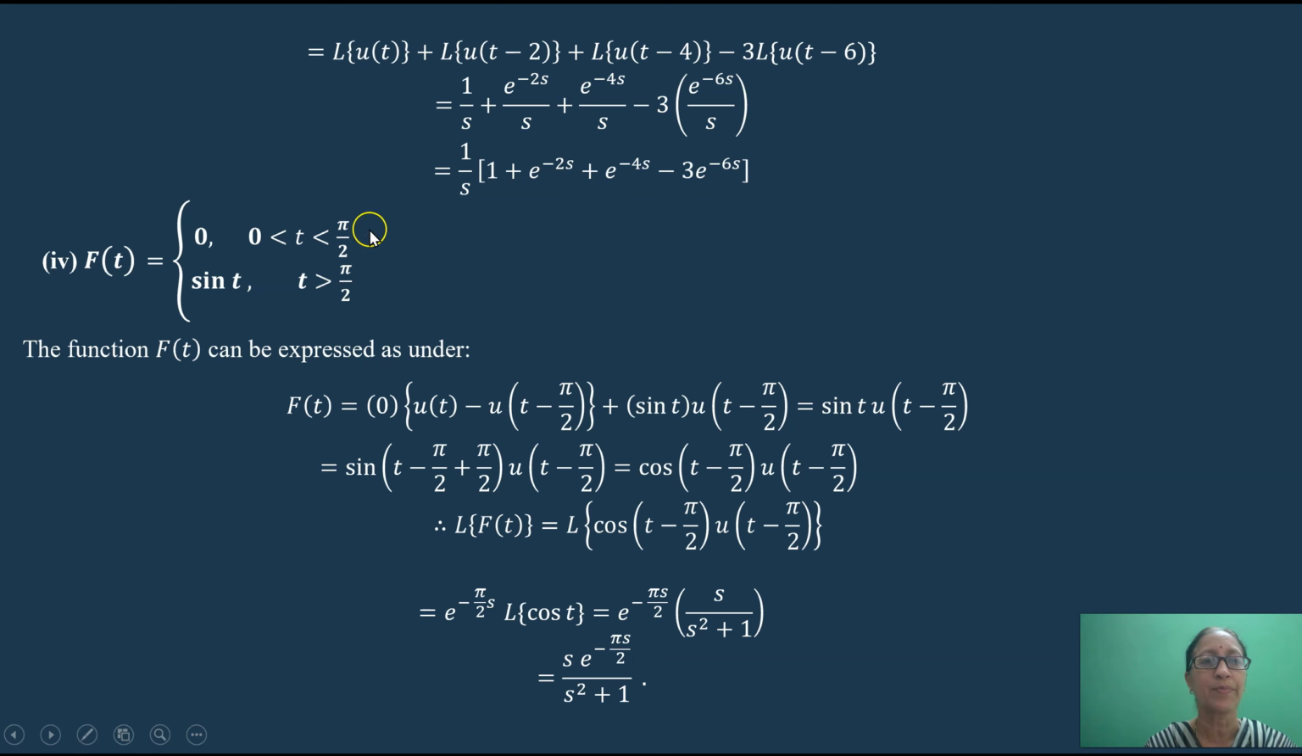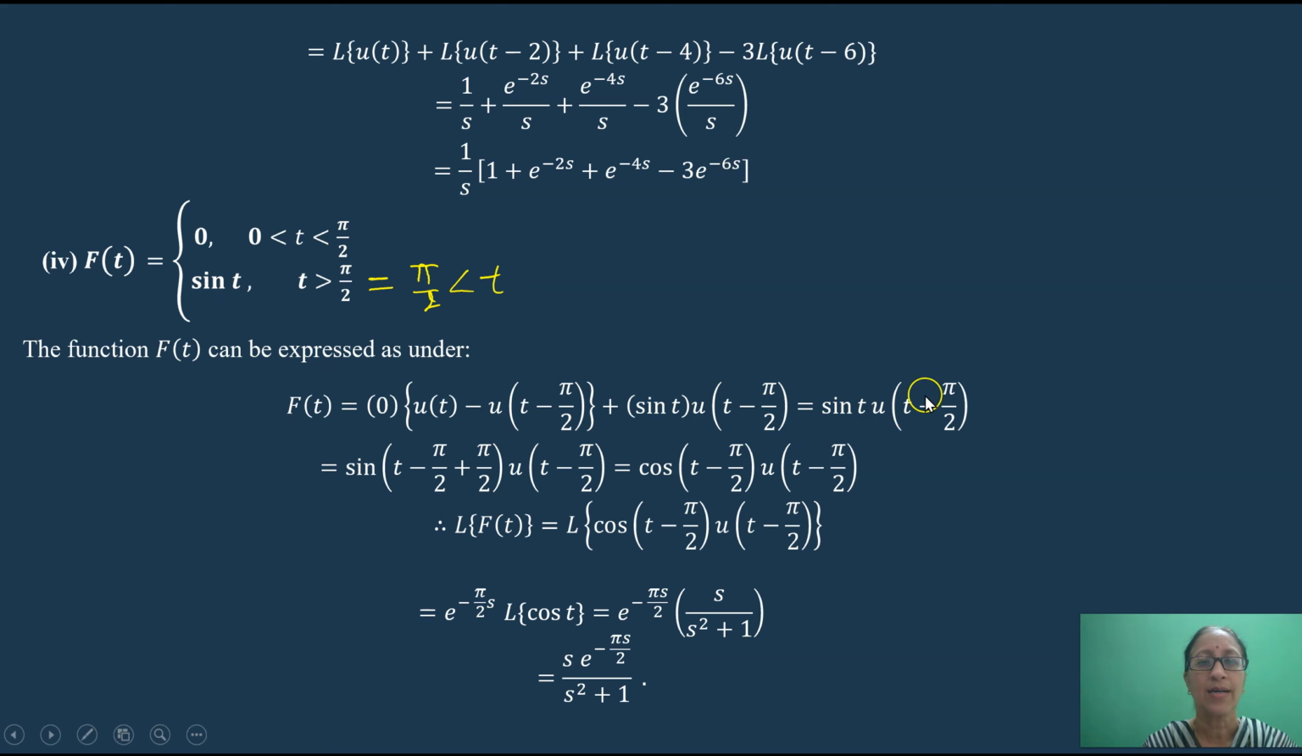Let us see one more example. Here capital F of t equal to 0 when t is between 0 and pi by 2 and sin t when t is greater than pi by 2. Again let us express this in the form of f of t minus a u of t minus a. So here first value 0 into u of t minus 0 minus u of t minus pi by 2 plus sin t into u of t minus pi by 2, because t is greater than pi by 2 means pi by 2 is less than t. So you can write sin t into u of t minus pi by 2.